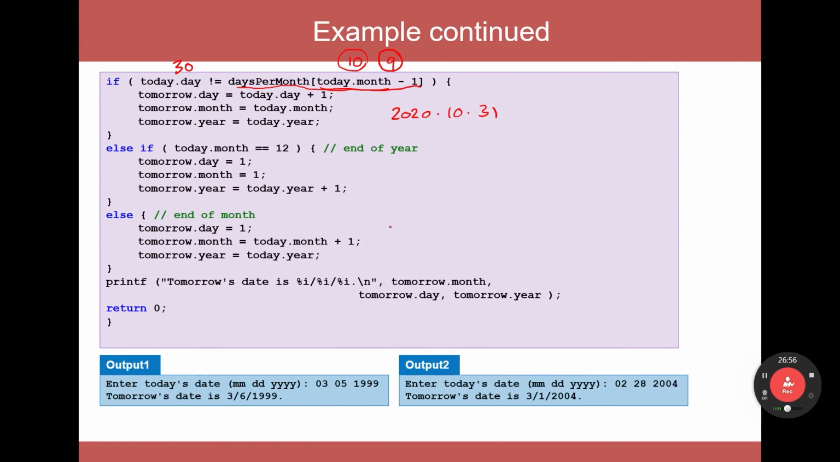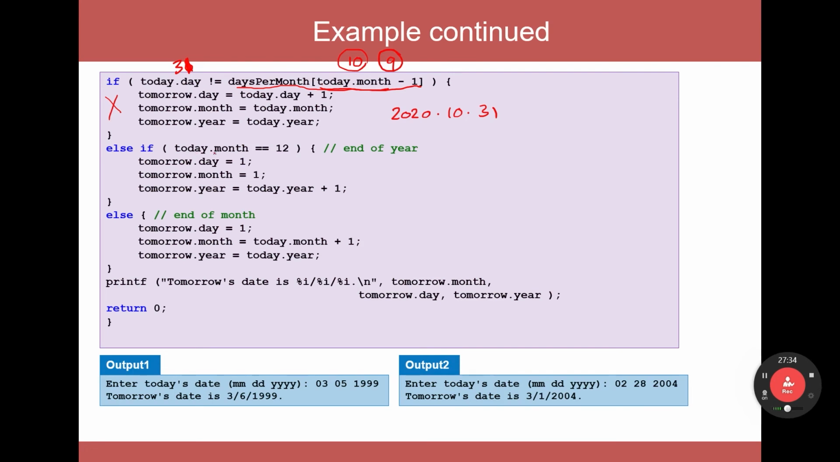I inserted from the keyboard, for example, 31. For example, today is 31. So I inserted here 31. Okay, so 31 is equal to this one. Because this one is 31, this one will give me 31. So 31 is equal to 31, that means this one will not run. So I will check the next stage.